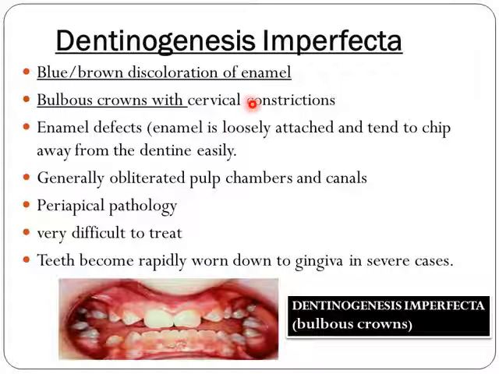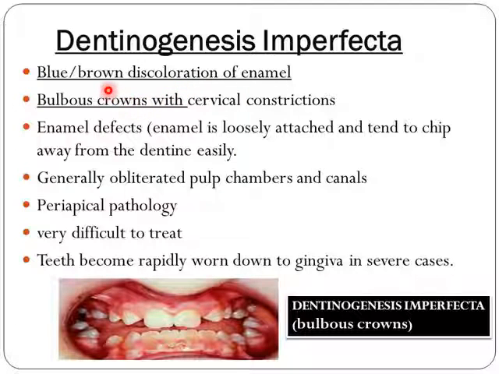We have a hereditary condition called Dentinogenesis Imperfecta, where there is deformity during mineralization or secretion of the dentin matrix. It is a hereditary condition with three types.